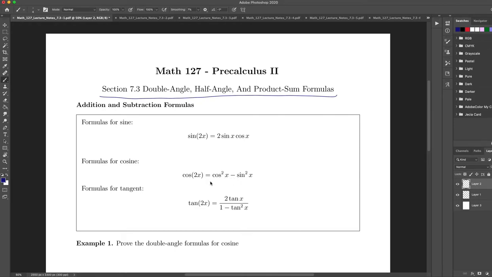But notice we can also change this one into cosine squared x minus (1 minus cosine squared x), and that's going to give us 2 cosine squared x minus 1. So sometimes we're going to want this one, sometimes we want this one, both are the same. Tangent of 2x equals 2 tangent of x over 1 minus tangent squared x.